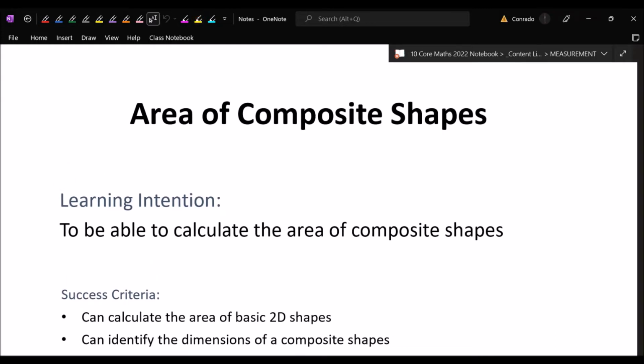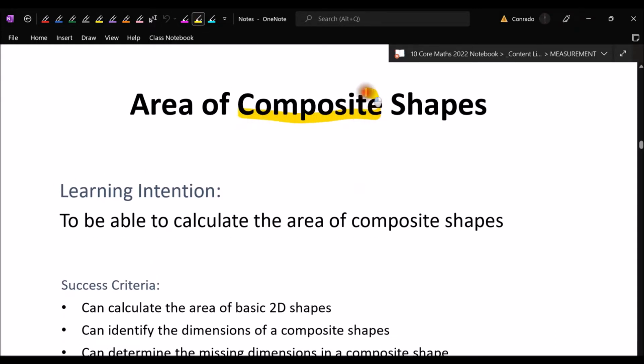Like, not symmetrical. Not quite, but. Two shapes put together. Okay, good. Thank you, Danvi.